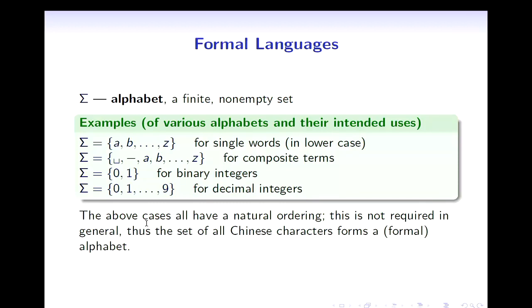Do note that the cases that I'm giving here all have a natural ordering. We know what the alphabetical ordering is. A comes before B, which in turn comes before C. Same for these numbers, but alphabets don't require this. And you can, for example, use all Chinese characters together, which are not ordered, don't have a natural order. And as long as this is finite, you again officially have an alphabet. And you can take these characters and combine them together to form either meaningful or not meaningful sentences.